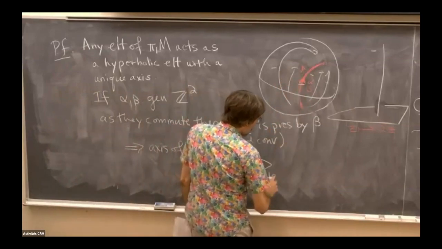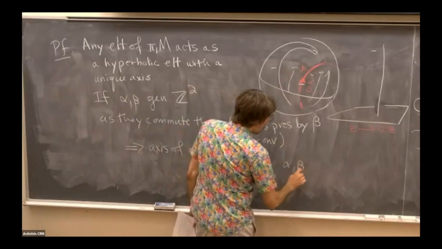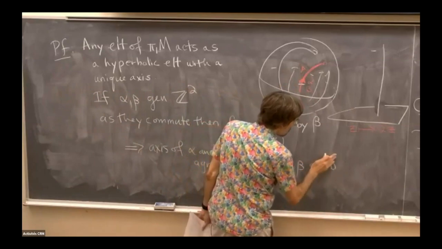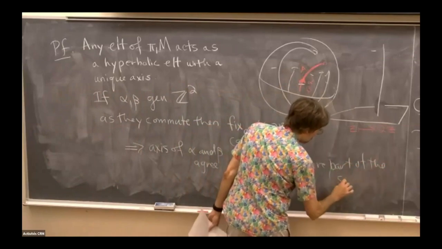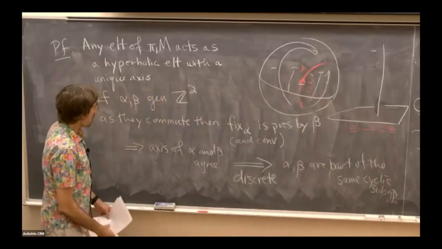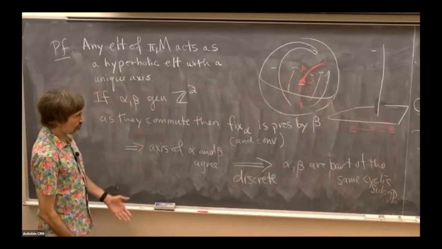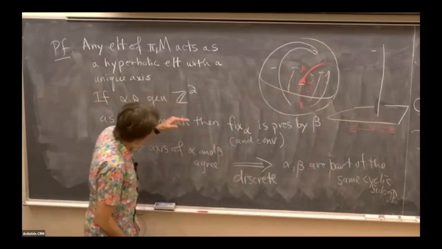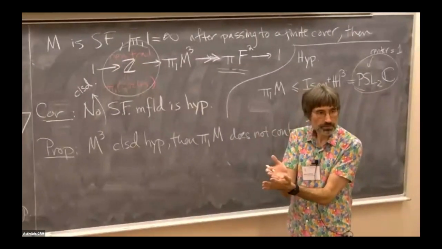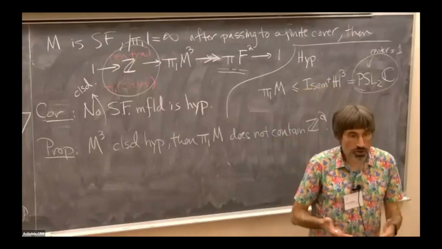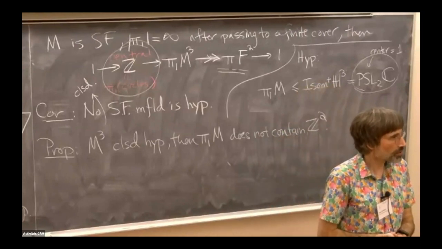Since the group is discrete, this implies that alpha and beta are part of the same cyclic subgroup. And in particular, they don't in fact generate a Z squared. So what this is really saying is, if I'm in a closed hyperbolic three-manifold, any two elements that commute are part of the same cyclic subgroup. Which is also the case for free groups, if you think about it, right?